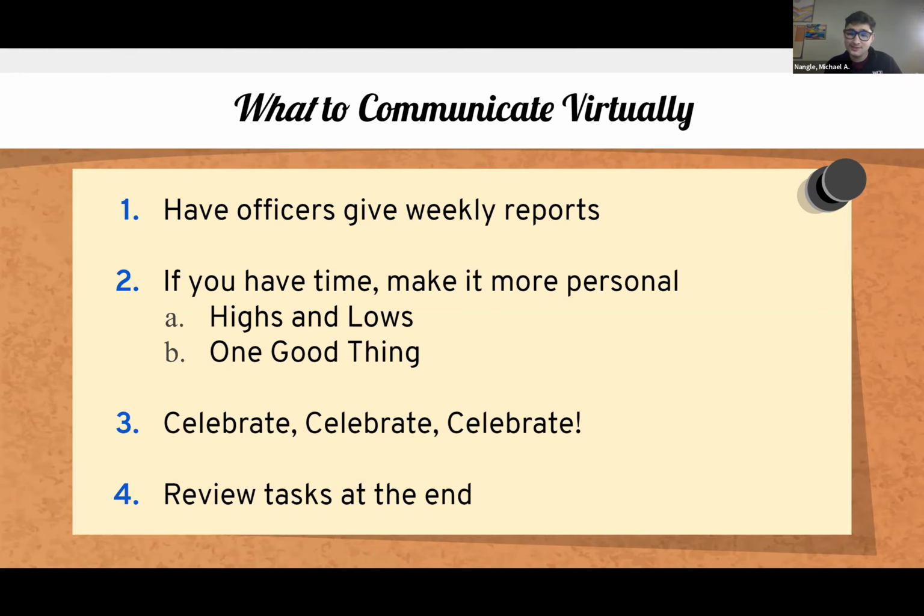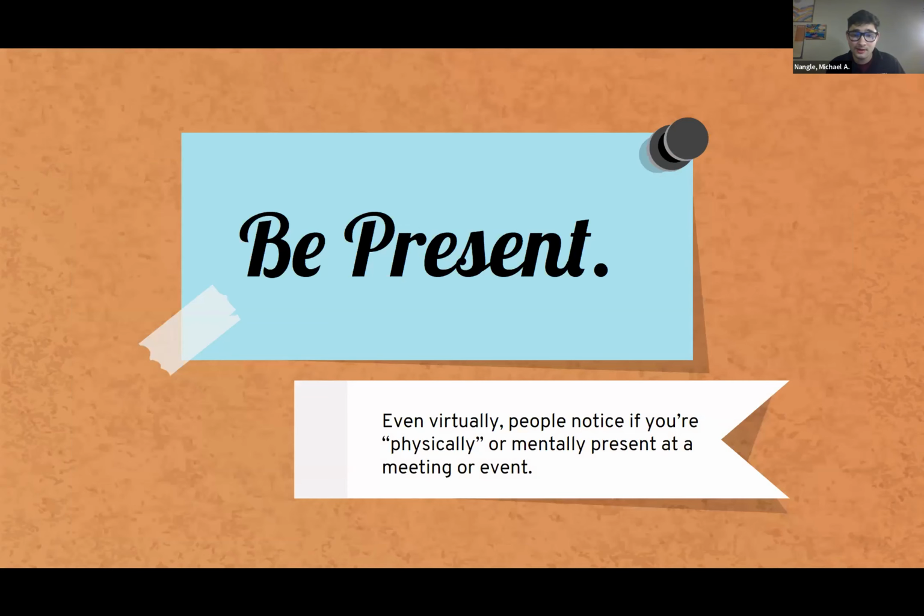Finally, this is very simple, but review tasks at the end. As I was saying earlier, it's very easy for something to slip out. If you say it in the first 10 minutes and your meeting's an hour, it's unlikely that that person's going to fully remember what was said in that first 10-minute span. And so just having either the secretary report back or go individual by individual, what everyone has said that they're going to accomplish and by when at the end of every meeting can allow for just smoother transitions between meetings and to make sure that everyone knows exactly what's going on.